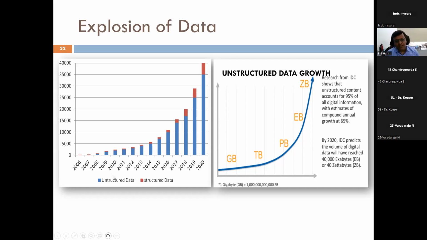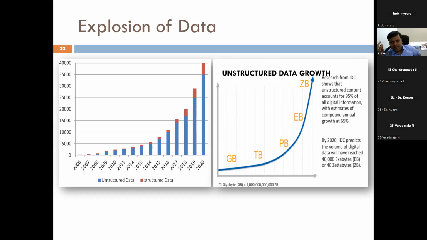But now there is a very interesting thing that you can see in the slide. There are blue lines and there are red lines. So what are these blue lines and red lines? It says this data is structured and this data is unstructured. Can anyone tell what is structured data and unstructured data?